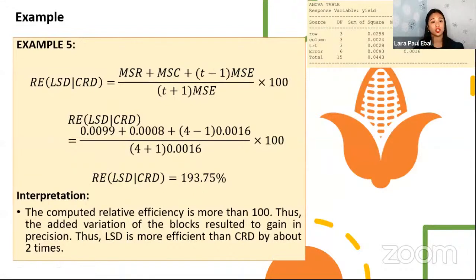Therefore, mas efficient yung LSD. So the computed relative efficiency is more than 100%. Thus, the added variation of the blocks resulted to gain in precision. Thus, LSD is more efficient than the CRD by about 2 times, kasi almost 200%.